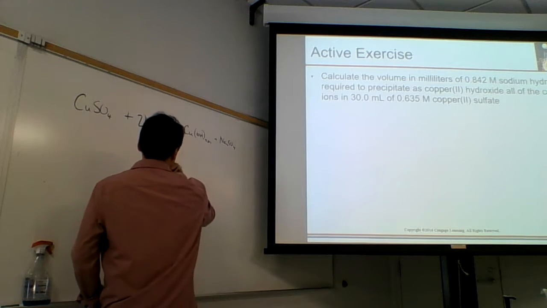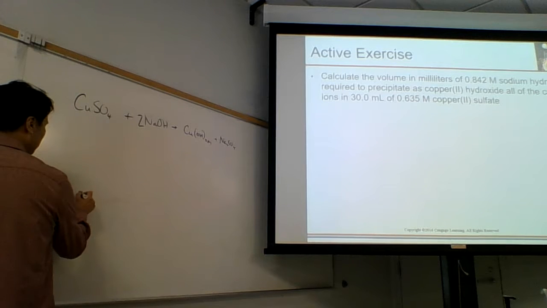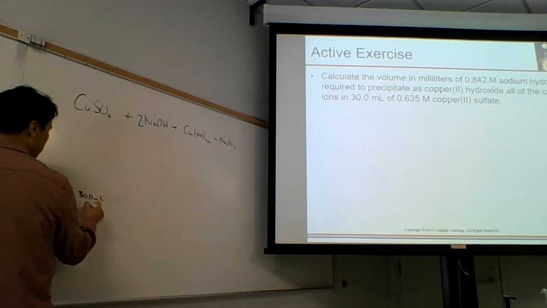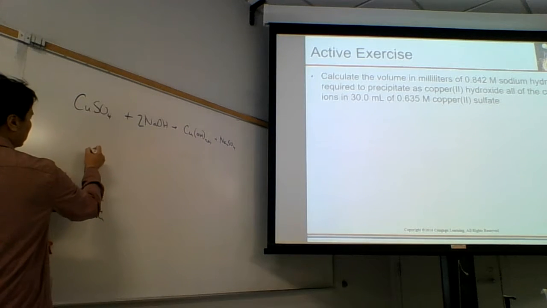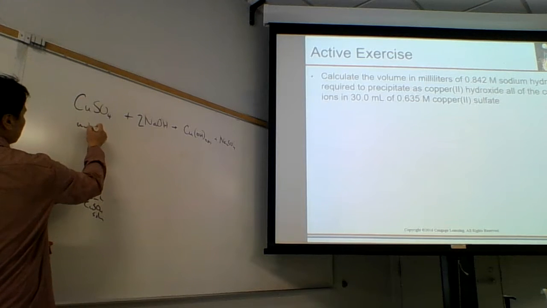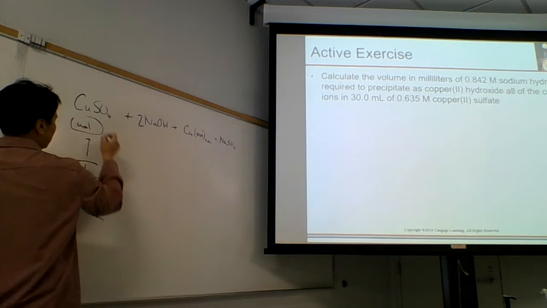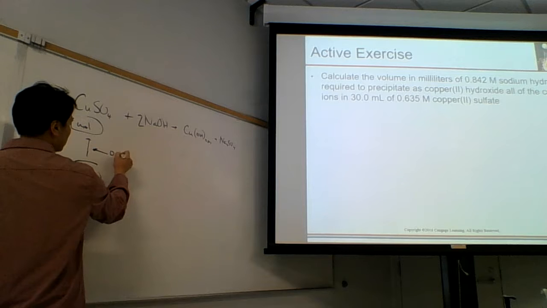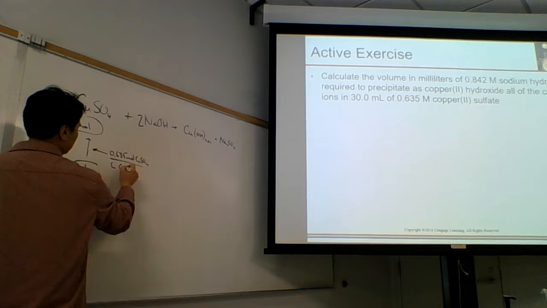And then to balance it, we'll need 2 sodium hydroxide. And so this is our stoichiometry here. So we're going to have 30.0 milliliters of CuSO4 solution. From there, we convert that to liters, which would be 0.030 liters. And then we go to moles using the molarity. If we know how many liters of copper(II) sulfate solution we have, then we can figure out how many moles if we have the molarity. And the molarity is 0.635 moles of pure copper(II) sulfate per liter of copper(II) sulfate solution.